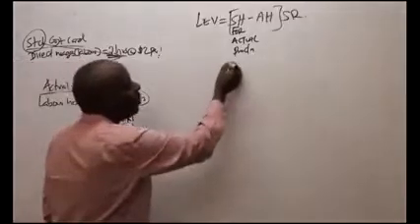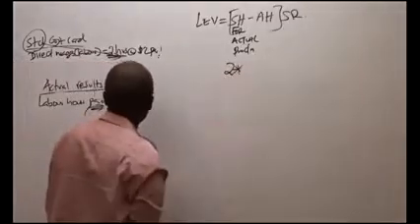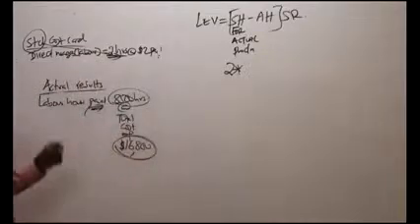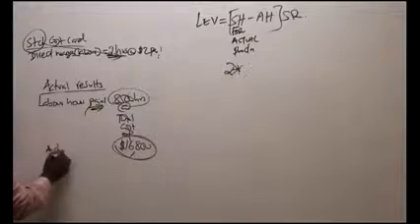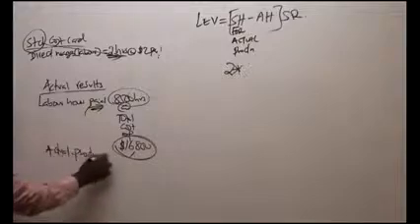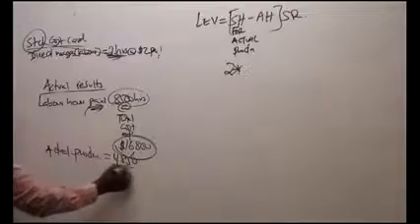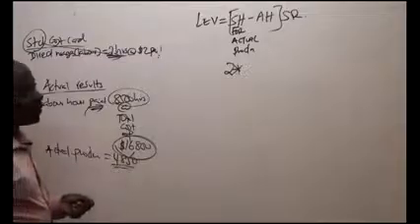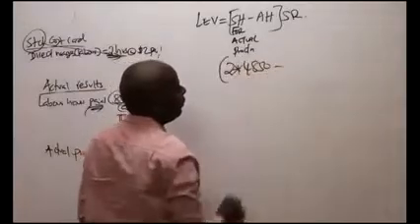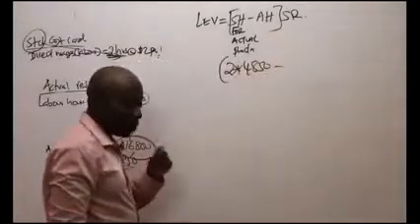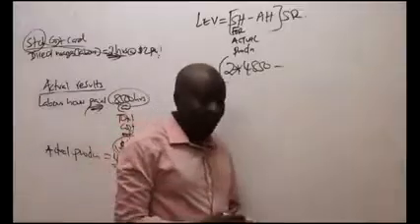But now remember, because of the word actual production, you must look for the number of units that were actually produced. If you remember very well, we had this figure where we said the actual production was to be 4850. So we have 2 times 4850, minus actual hours.